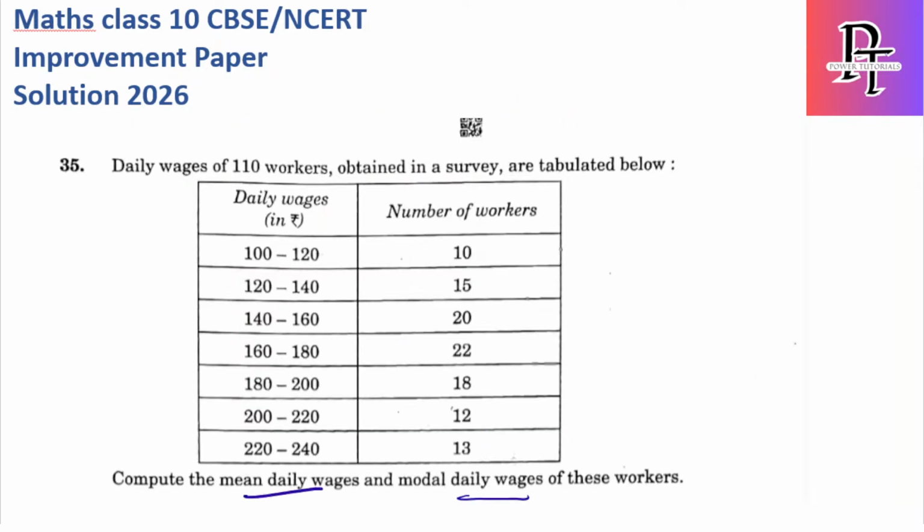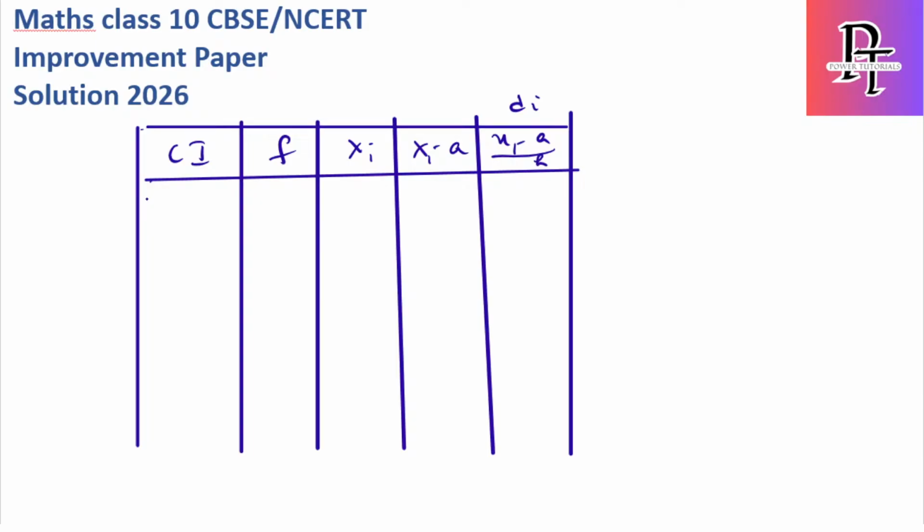So let's write all the class intervals, 100, 120 and so on till 240. So 100 to 120, 120 to 140, 140 to 160. Okay, let me increase my volume, I think I am speaking very softly. 160 to 180, 180 to 200, 200 to 220, 220 to 240.